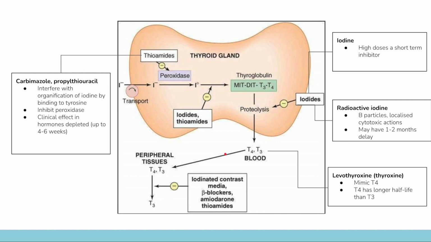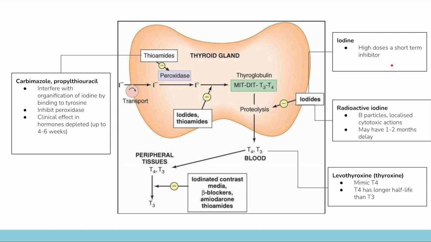I really like to visualize pharmacology by its mechanism of action, so let's work through this diagram. Thionamides. So these drugs are used in hyperthyroidism, and what they do is bind to tyrosine and interfere with the organification of iodine, and also inhibit peroxidase, so it cannot join with tyrosine to form thyroglobulin. Because the thyroid stores iodine, it can take 4 to 6 weeks for the clinical effects to become apparent, and it can also cause congenital hypothyroidism.